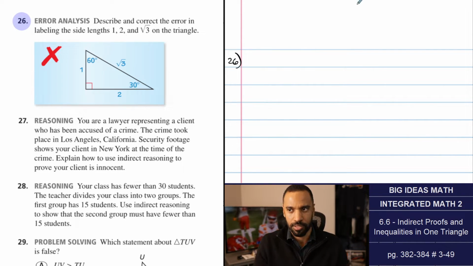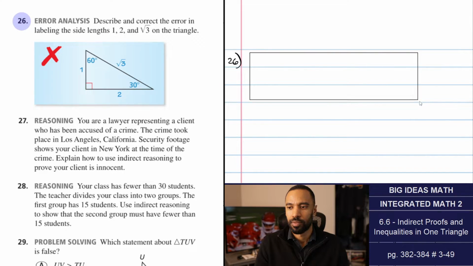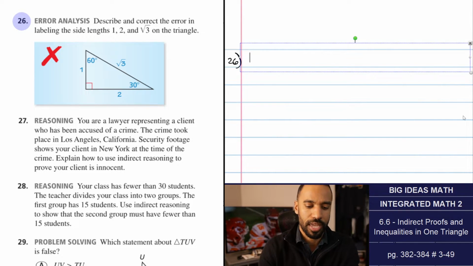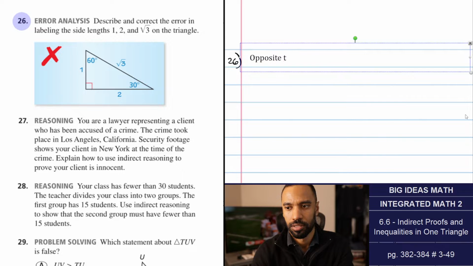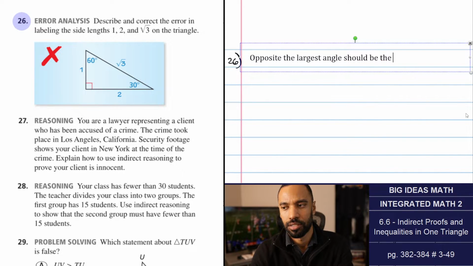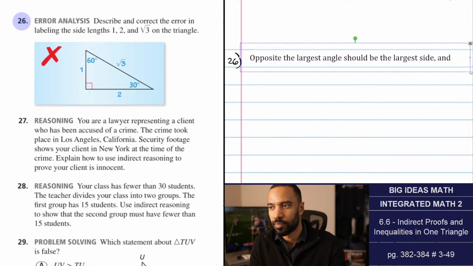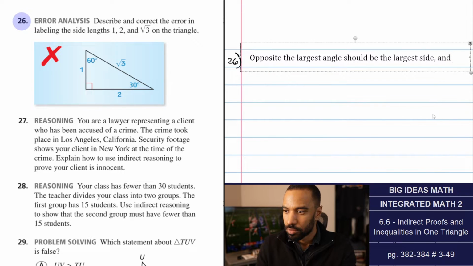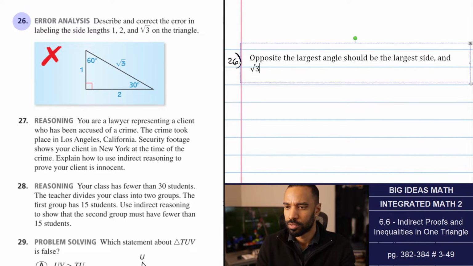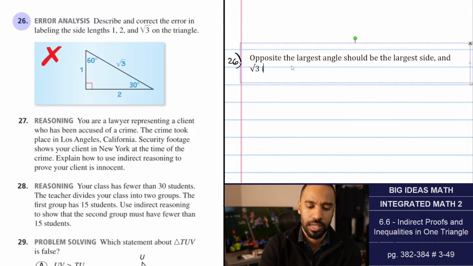The problem is, and I'm going to type this, opposite the largest angle should be the largest side. And the square root of 3 is not greater than 2.